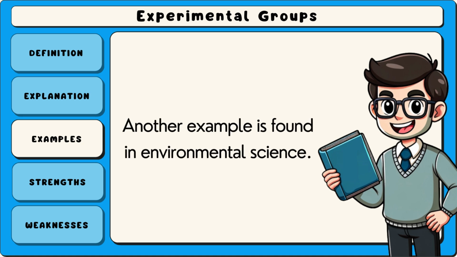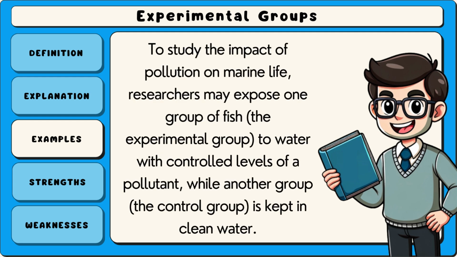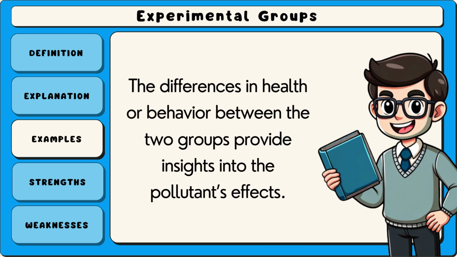Another example is found in environmental science. To study the impact of pollution on marine life, researchers may expose one group of fish, the experimental group, to water with controlled levels of a pollutant, while another group, the control group, is kept in clean water. The differences in health or behaviour between the two groups provide insights into the pollutant's effects.